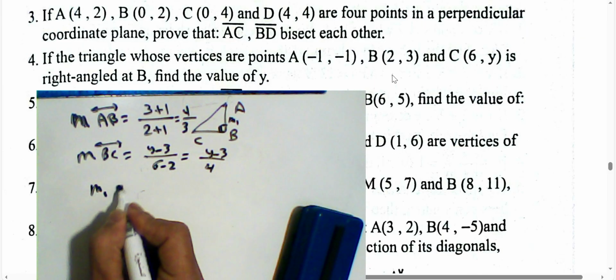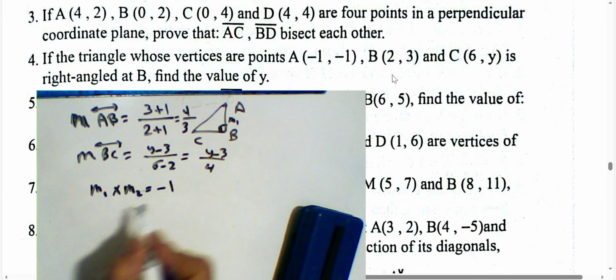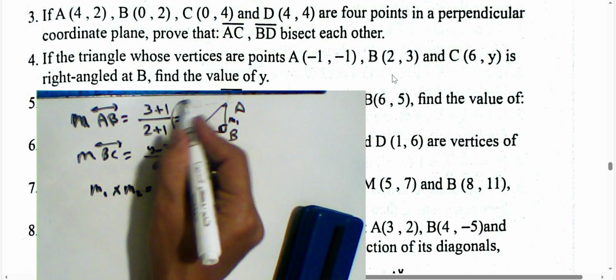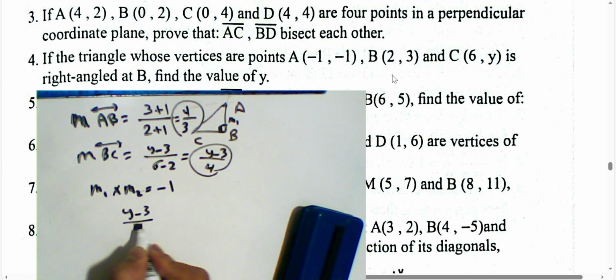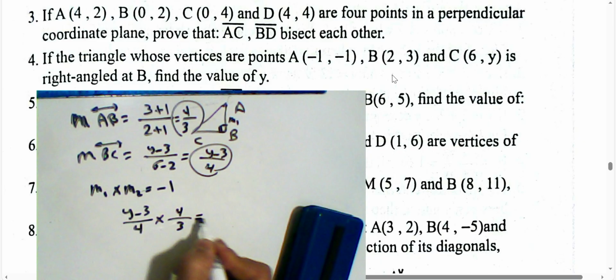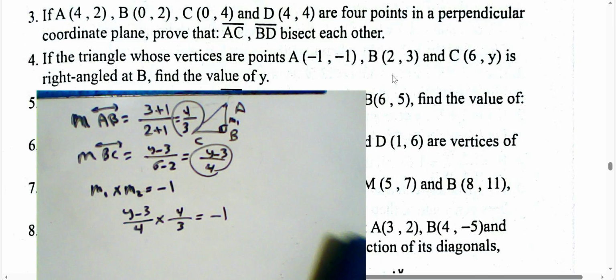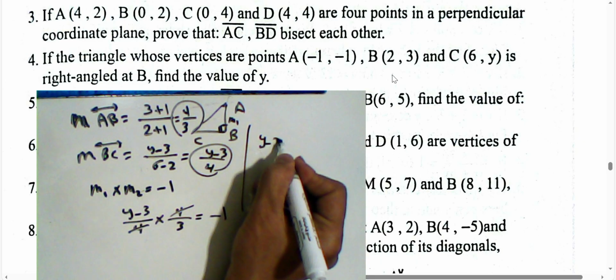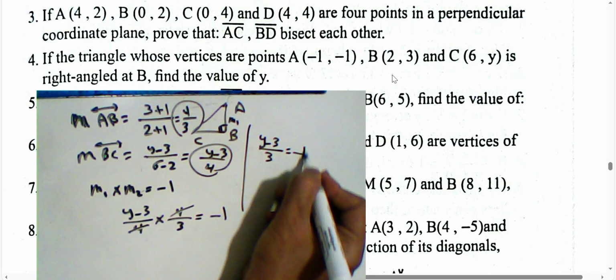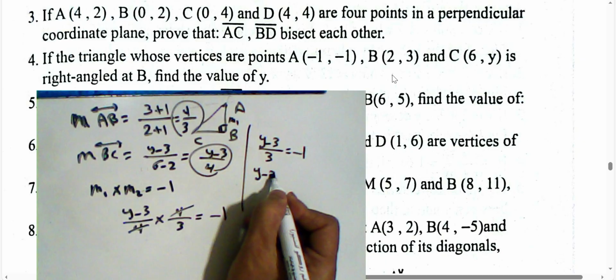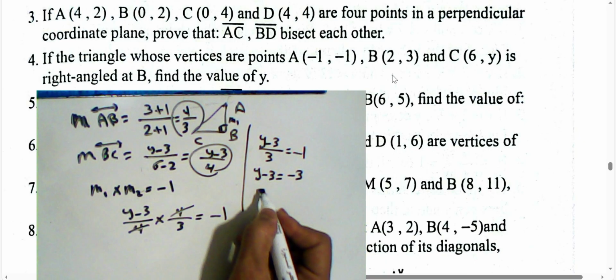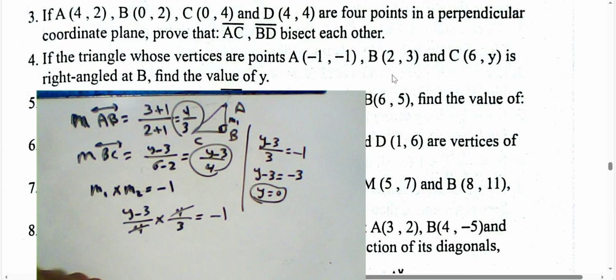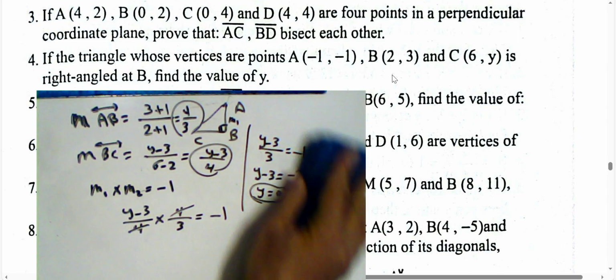We know slope 1 times slope 2 is -1. Then we can multiply together. Y minus 3 over 4 times 4 over 3 equals -1. We can simply cancel 4 by 4. Then y minus 3 over 3 equals -1. Y minus 3 equals 3 times -1, which is -3, and y will be equal to 0. Okay. Next question.